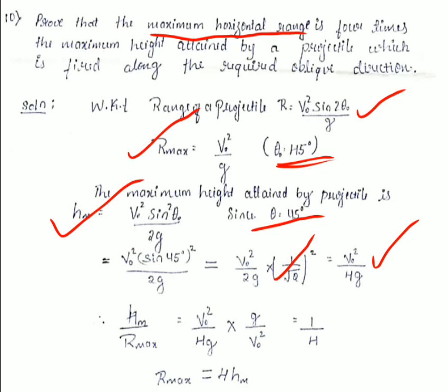So take the ratio of R max and HM. HM upon R max will be equal to what? 1 by 4. Here V naught square value cancels, G value cancels. Only 1 by 4 remains. So hence the proof, that is R maximum is equal to 4 times the maximum height. That is, the maximum range will be equal to 4 times the maximum height attained by the projectile. Okay, it's the end of the topic motion in a plane.